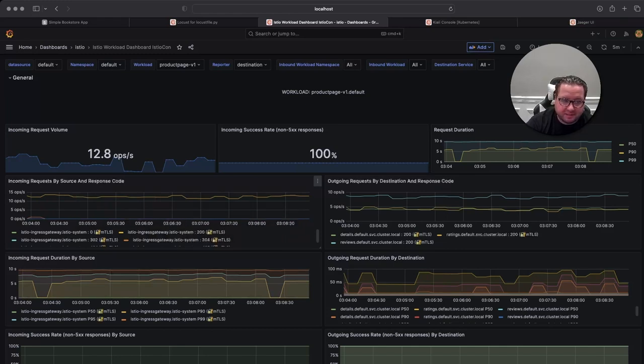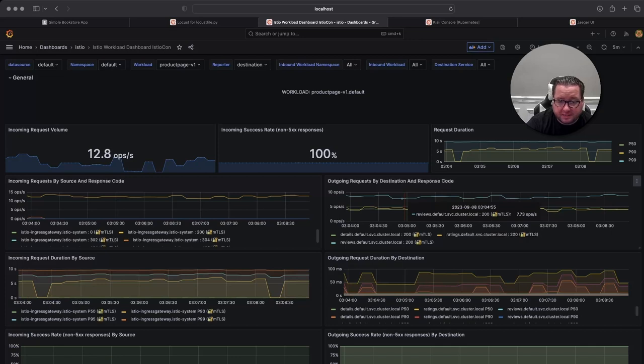What I can see here is that almost all of the incoming requests are coming from the Istio ingress gateway. Perfect. That means that I know what to do here. I know that everything's coming from the outside. This is my starting point for an SLO.